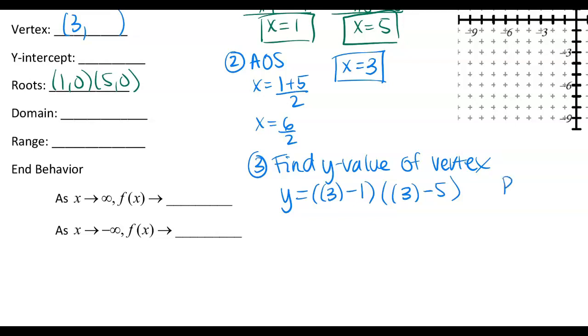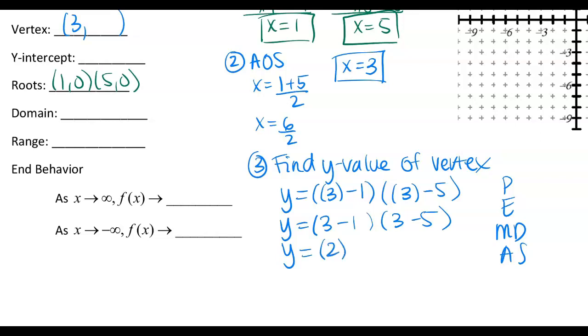I mentioned this last class, guys. Use PEMDAS to simplify order of operations. P represents any parentheses, any grouping kind of symbol. So, Michelle, what's the parentheses that we can simplify? Okay, so 3 minus 1 and then 3 minus 5. Now what? So what's 3 minus 1? And 3 minus 5? What's 2 times negative 2? Negative 4.